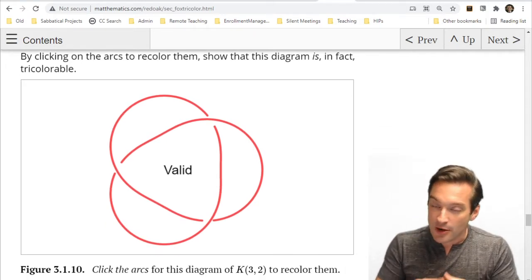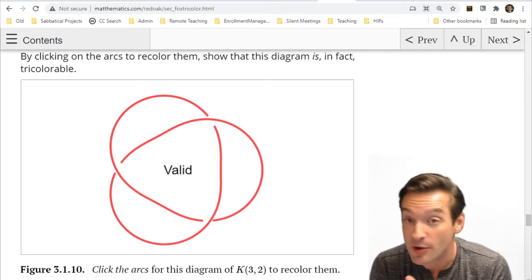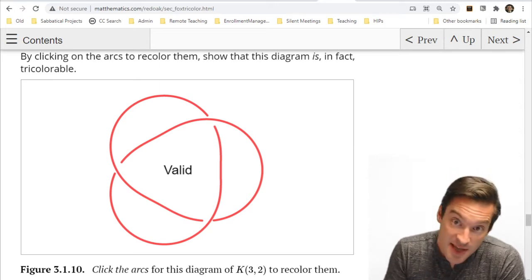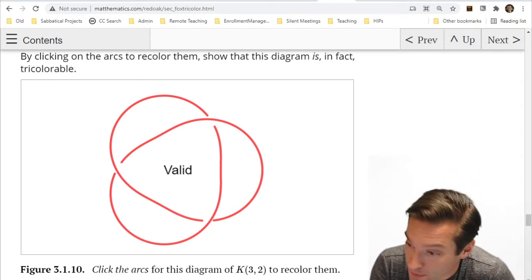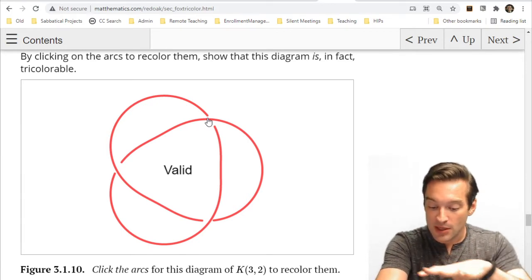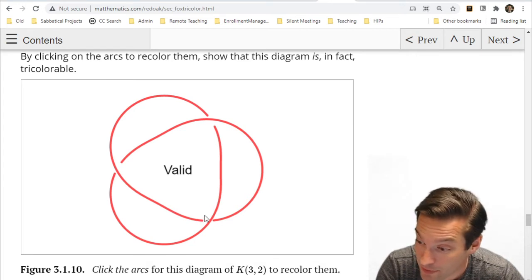If I start with a diagram of the trefoil, so here's a diagram of our trefoil knot. It's got 3 arcs and 3 crossings. If I color all of the arcs the same color, then we would say that this is a valid 3 coloration, right? Because every crossing is a crossing where 3 arcs all have the same color, because all 3 of them have red.